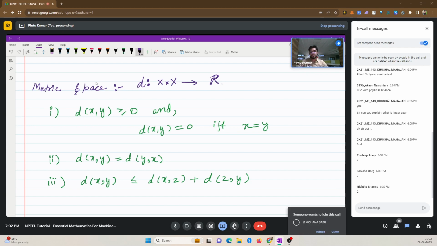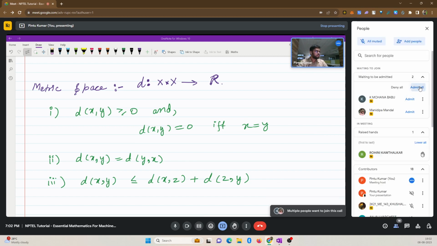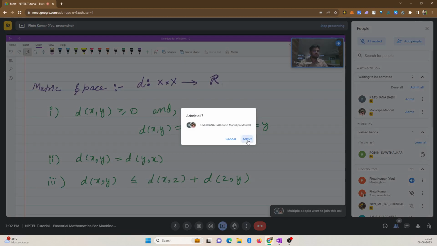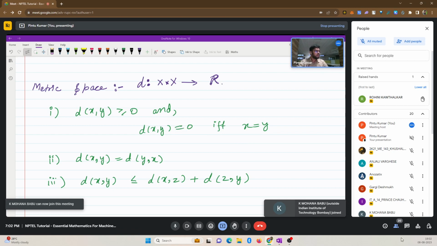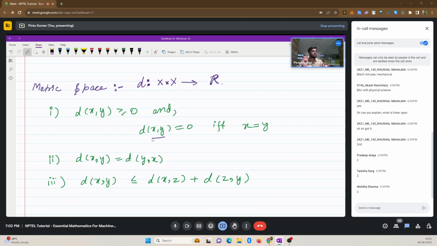The first one is your positivity property. What does it say? That the distance between any 2 points should always be greater than or equal to 0. And when can it be 0? It can be 0 if and only if x and y are the same point. If x and y are not the same points, then the distance can never be equal to 0. This is quite intuitive, right?